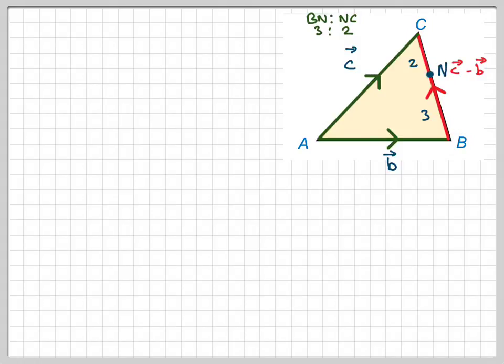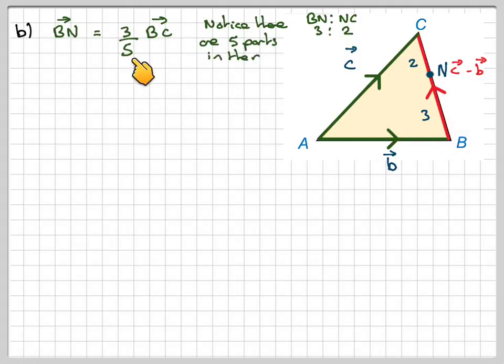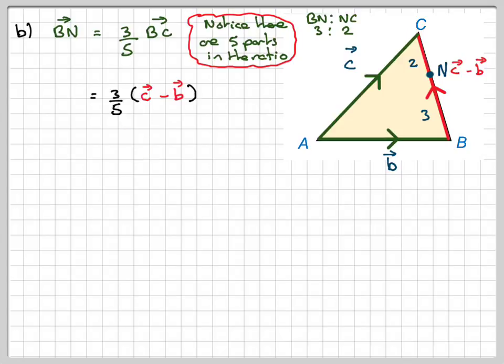That's another important concept to realise here. So BN, B to N, is 3/5 of BC. We already have a vector for BC, which is c minus b. So we can write down that BN is 3/5 times my answer to the last bit, which is c minus b. And that's the answer. We can leave it like that.